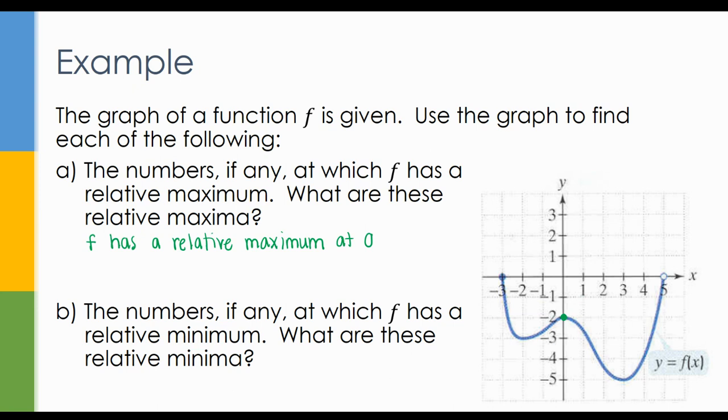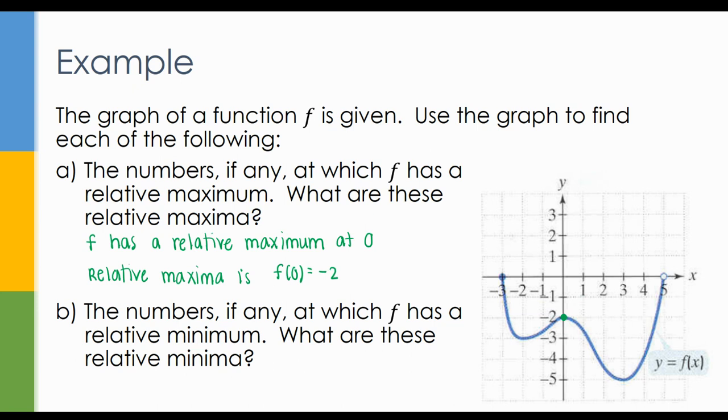So now, what are these relative maxima? So I would say that the relative maximum is, and now I'm going to write it in that function notation. So it would be f of 0 equals, and now I need to know what that value actually is. So I'm looking for the y value at that x equals 0. Well, at x equaling 0, it looks like we're at negative 2.